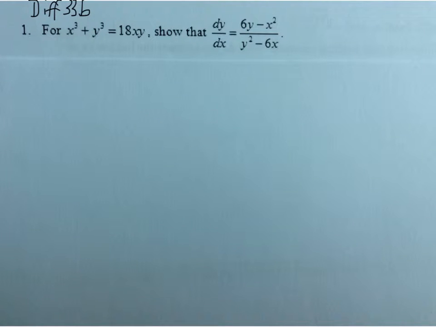This is differentiation packet 33B. We're looking at some more implicit differentiation. And the first question actually tells us what we should be getting, but we want to make sure that we're able to get there the correct way.